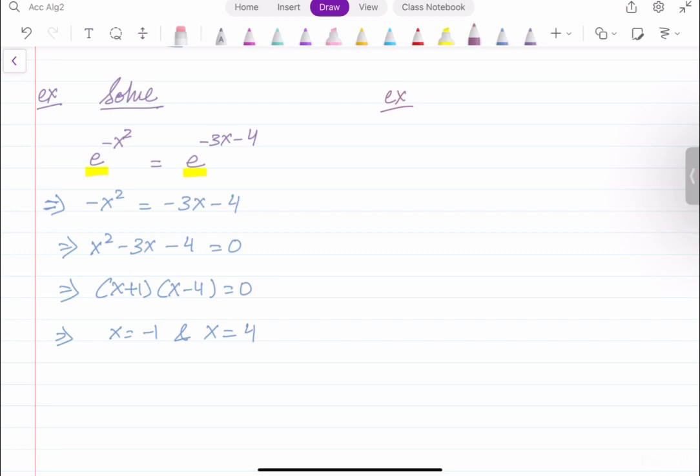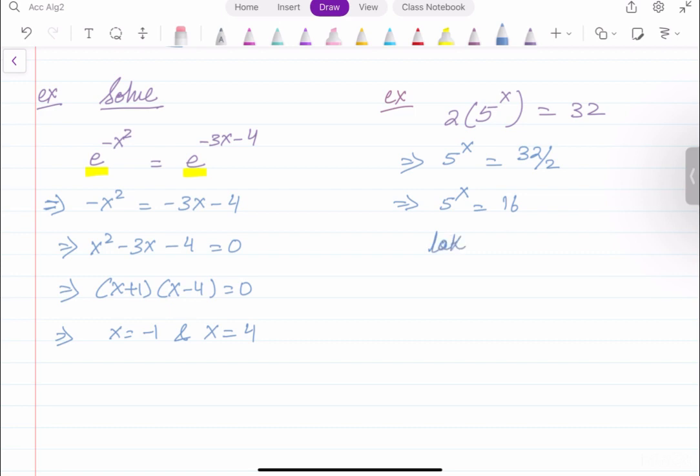Let's take another example. Now we have 2 times 5 to the power of x equals 32. So 2 is multiplied with 5 to the power of x. Let's divide both sides by 2 first. Isolate 5 to the power of x. Now at this point, we have 5 to the power of x is equal to 16.